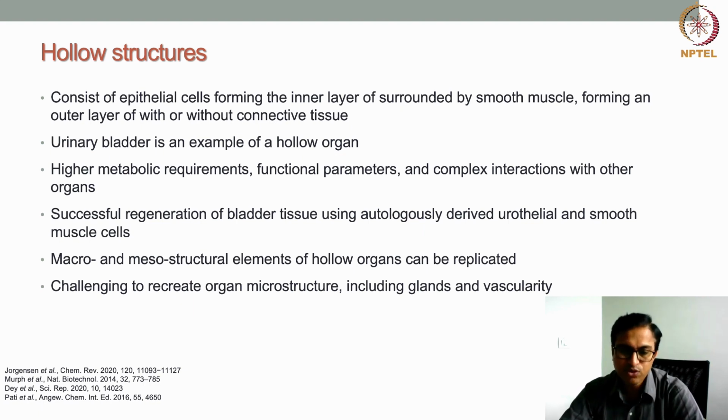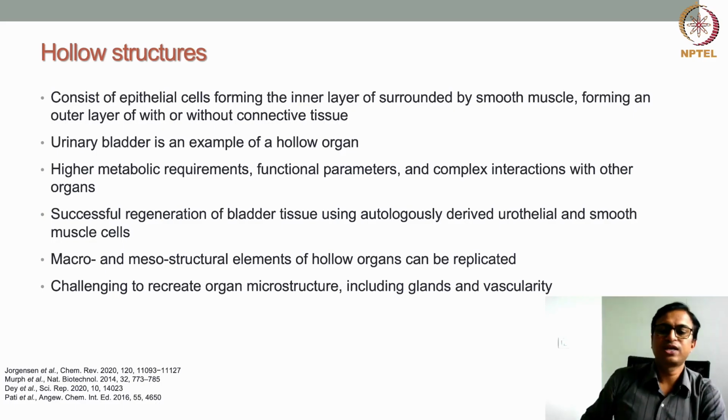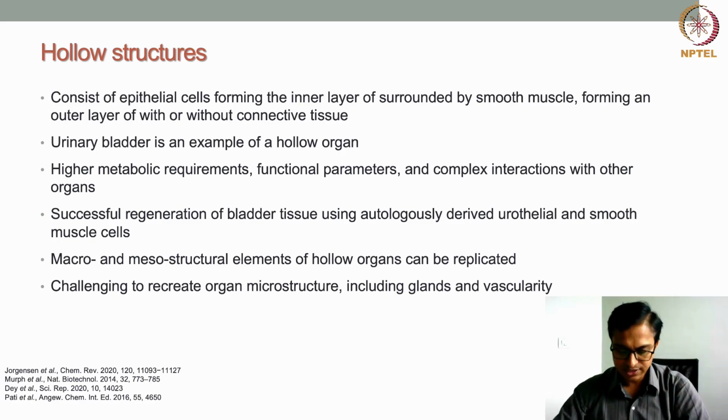But of course, that would be the most rewarding also, and designing or devising a strategy to do that is the current focus of the bioprinting community. So there are various researchers working to accomplish these tasks.